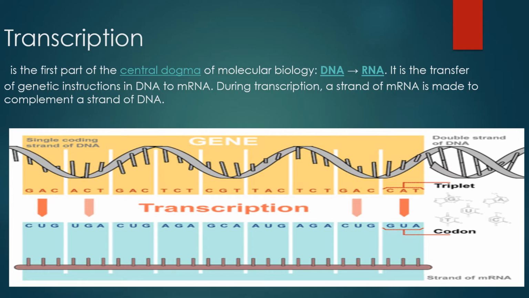Transcription. During transcription, DNA is used as a template to make a molecule of messenger RNA, that's mRNA. This is the first part of the central dogma of molecular biology, DNA to RNA. It is the transfer of genetic instructions in DNA to mRNA. During transcription, a strand of mRNA is made to complement a strand of DNA.